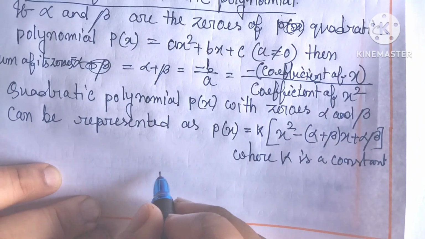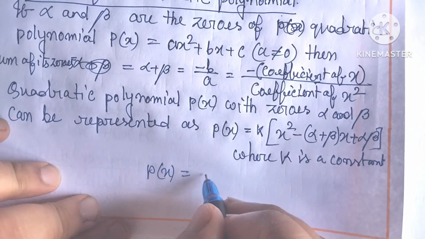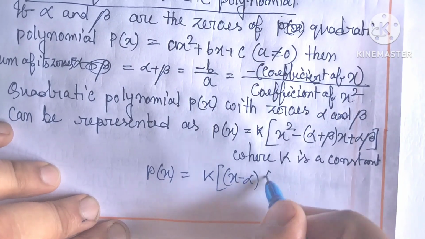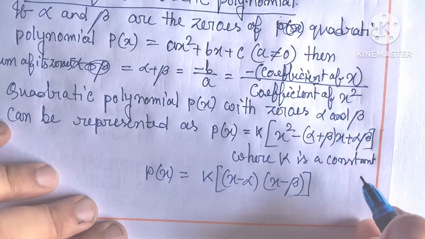Again, next, P of x equals k into x minus alpha into x minus beta, where k is any constant.